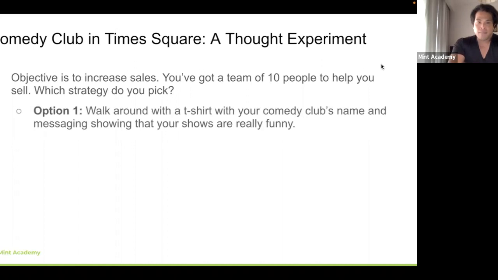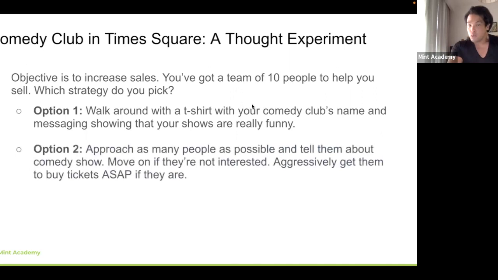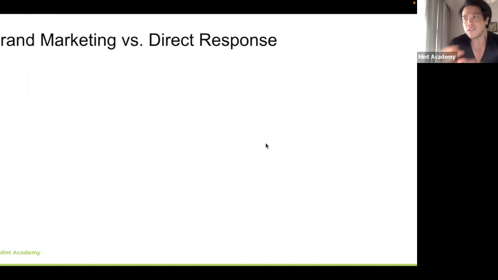The first strategy is that you can get t-shirts with your comedy club's name, maybe some messaging showing that it's a funny show, and then get your 10 minions to walk around Times Square. Option number two, get your 10 minions to approach as many people as possible, tell them about the comedy show, and move on if they're not interested. But if they show just a little bit of interest, then you know that they are going to be receptive to kind of aggressive sales tactics. So these are actually the extreme versions of two types of marketing: brand marketing and direct response marketing.